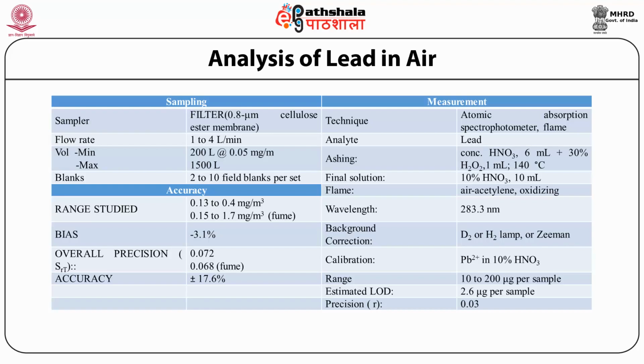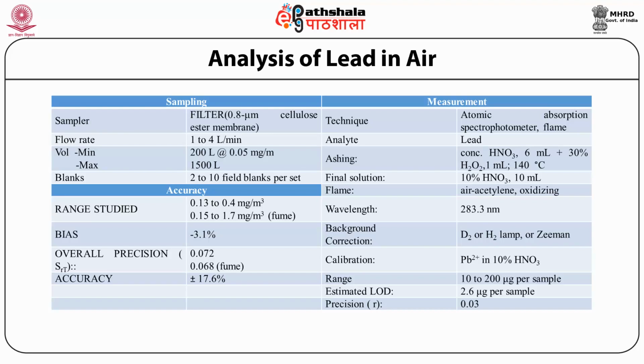The accuracy range of the instrument is 0.13 to 0.4 milligrams per cubic meter to 0.15 to 1.7 milligrams per cubic meter in case of fume atomic absorption. A bias of minus 3.1% can be observed. Overall precision is 0.072 to 0.068 and accuracy is plus or minus 17.6.